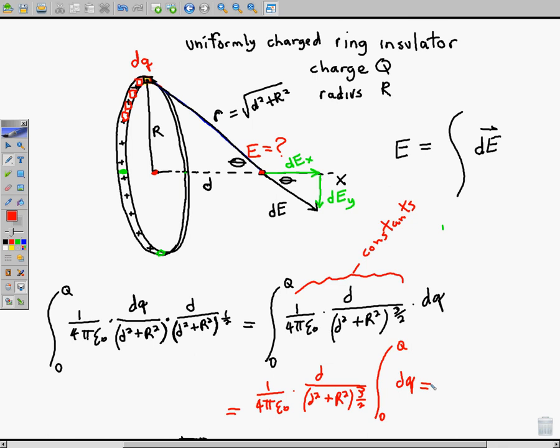So the answer is just 1 over 4 pi epsilon 0 times d all over parentheses d squared plus r squared to the 3/2 times capital Q.